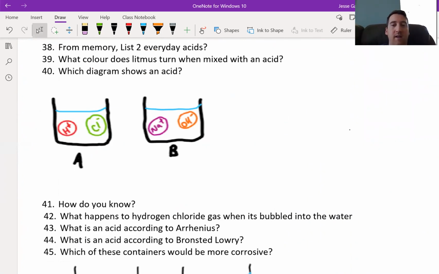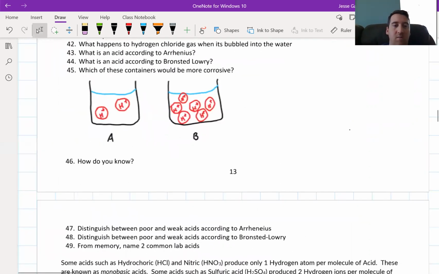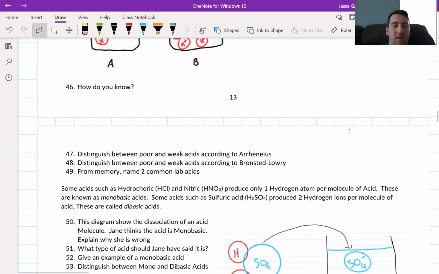At this stage, I want you to go back and correct those from your notes. And then we're doing 45 down to 49. So pause the video and do that now, please.